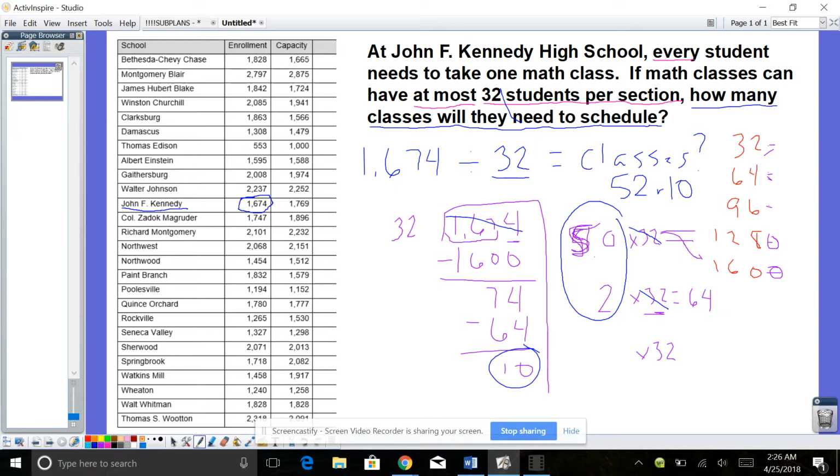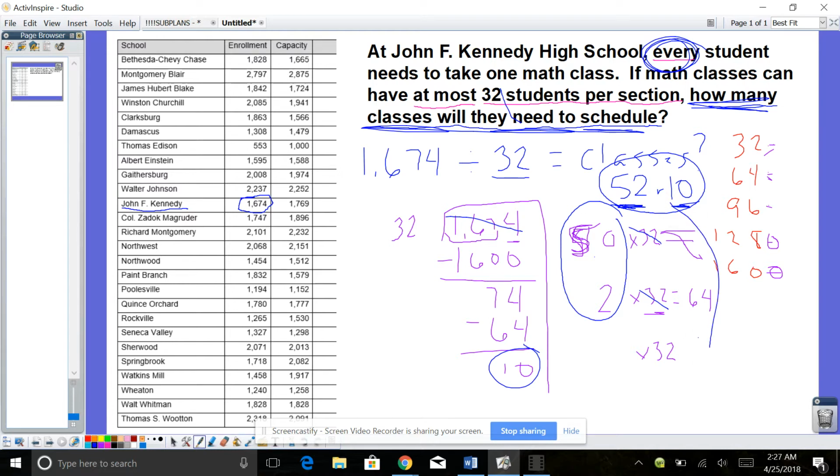Now, that's actually the answer. 1,674 divided by 32 is 52, remainder 10. But in a school, do we ever just leave 10 kids with no class to go to? No, of course not. If you were running the school, what would you do? Would you leave those 10 kids out, or would you have to open another class? Remember, this is that park question I was talking to you about. If I want to know how many classes I need to schedule so that every student gets to take class, should I only be scheduling 52 classes and leaving 10 kids out?